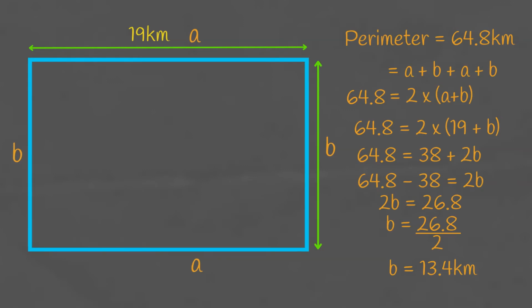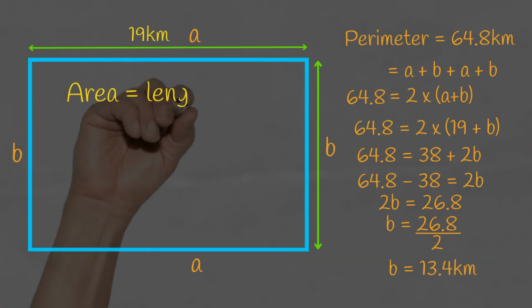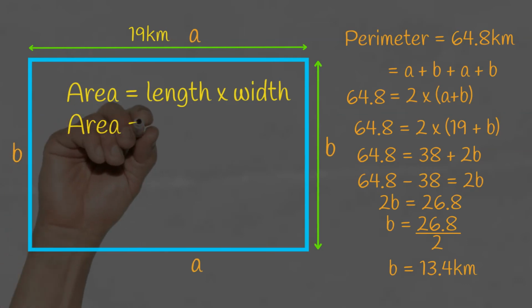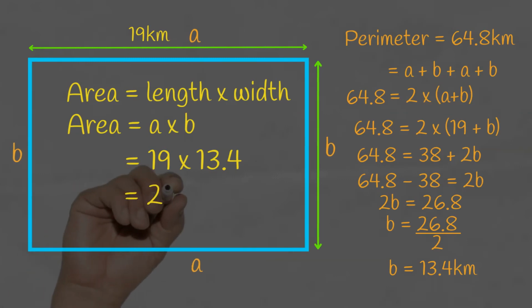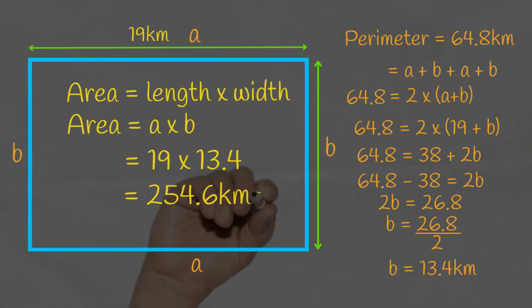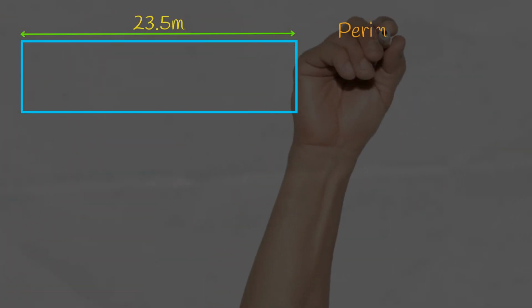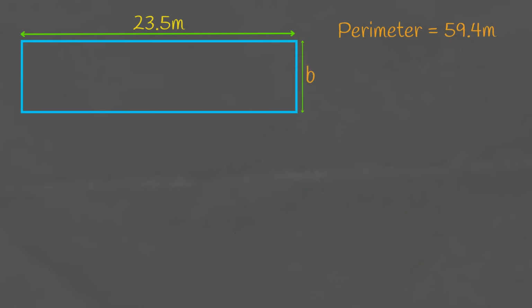And now we can work out the area, because we know that the area is length times width, or in this case A times B. So it's 19 times 13.4, which gives us 254.6 kilometres squared. And finally, if we have this rectangle here where we know the length and the perimeter, can you work out the width and the area? Pause the video here if you need more time.